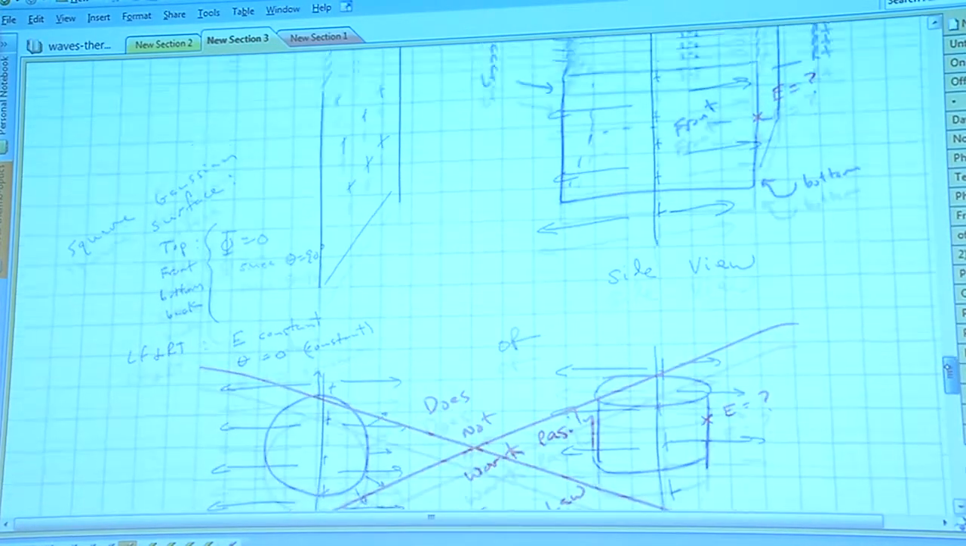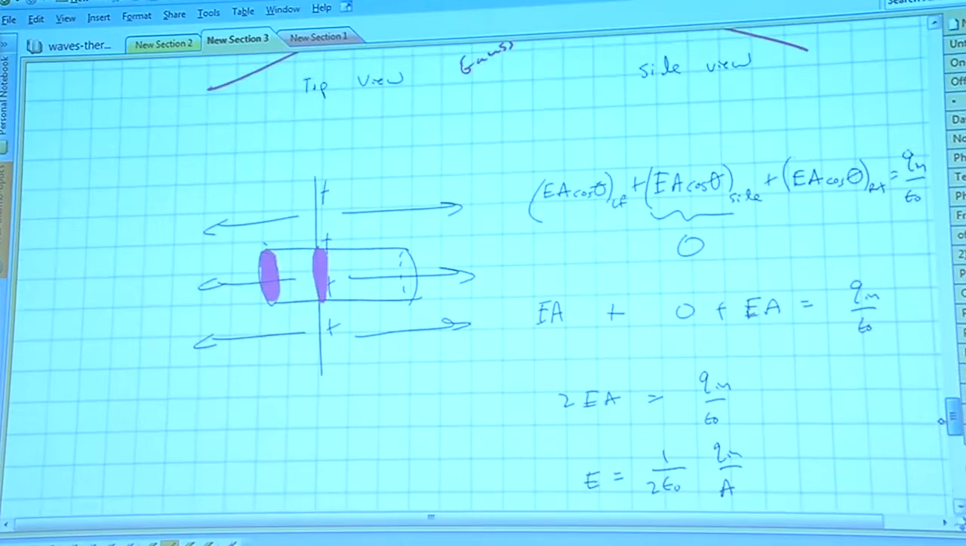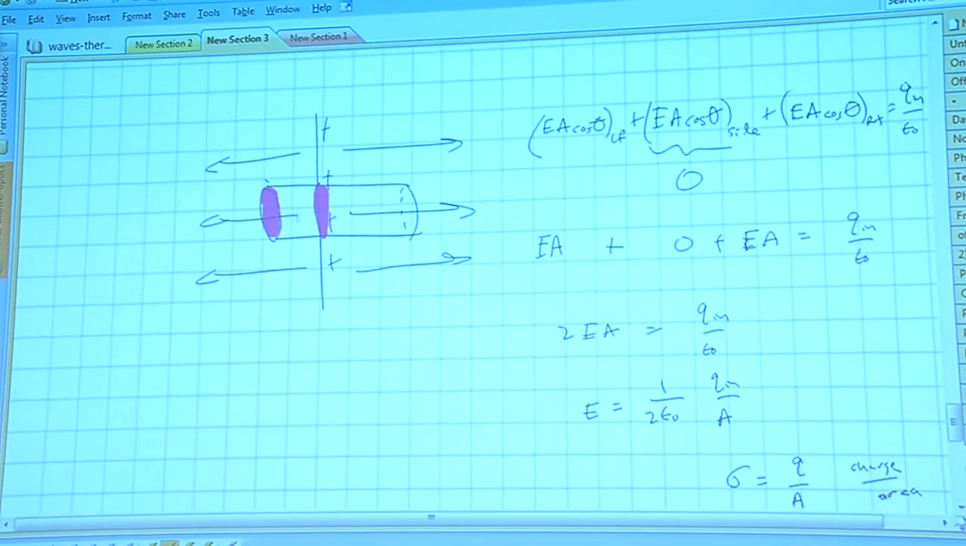Now I have charge per area, right? So if this cube has a big cross-sectional area that's intersecting a big piece of this sheet, I'm going to have a lot of charge enclosed, but I'm going to divide by a big area. And if this purple section, the Q in, is much smaller here because it's a smaller area, I divide by a smaller area, and sigma is always the same.